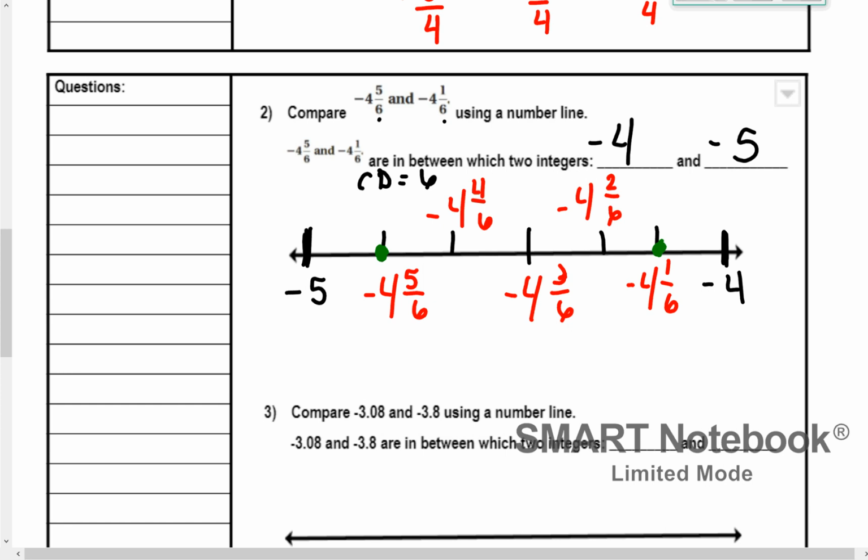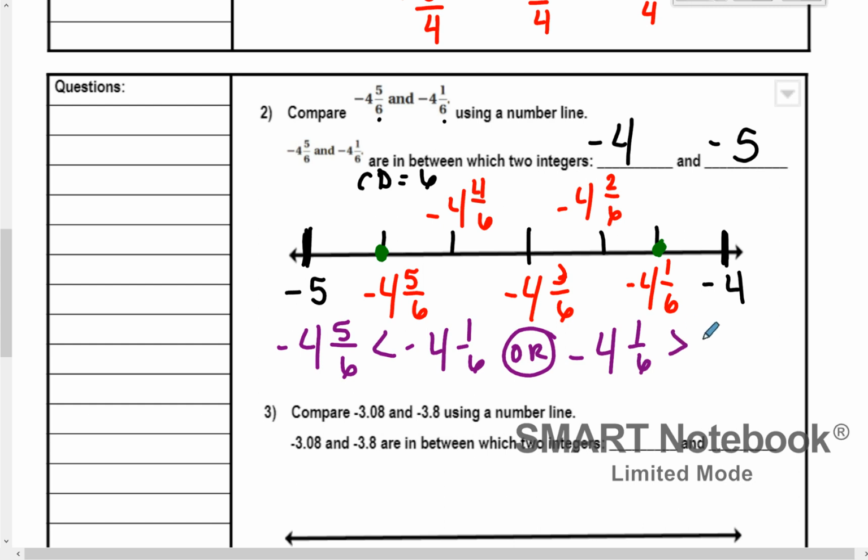All right, so our two answers here, because remember there's two possible answers if it doesn't force you to put a symbol in, would be -4 and 5/6 is less than, because it's more to the left, -4 and 1/6, or -4 and 1/6 is greater than -4 and 5/6, since -4 and 1/6 is more to the right. Remember, these are our greater values, these are our lesser values. Okay. All right, just a couple more examples.